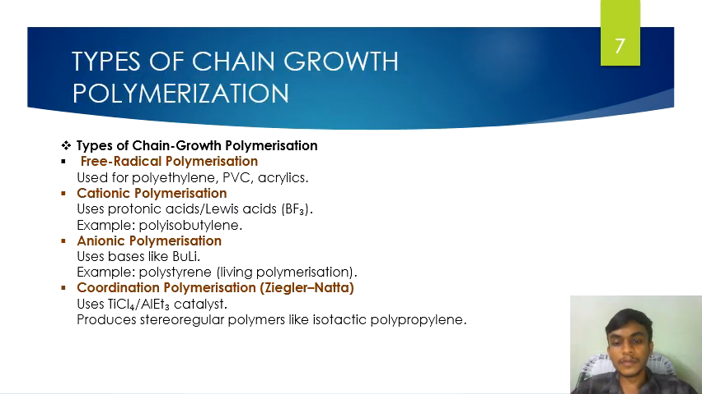Types of chain growth polymerization. There are four types of chain growth polymerization: free radical polymerization, cationic polymerization, anionic polymerization, and coordination polymerization. Free radical polymerization is used for plastics like polyethylene and PVC. Cationic and anionic polymerization depend on the type of ions involved. Coordination polymerization, such as the Ziegler-Natta process, is used to make polymers like isotactic polypropylene.